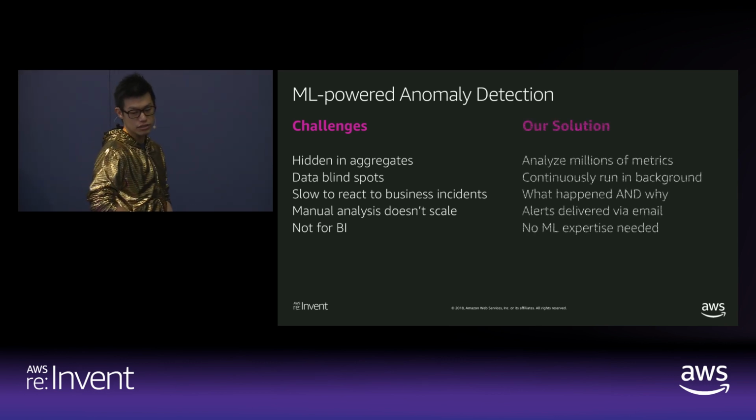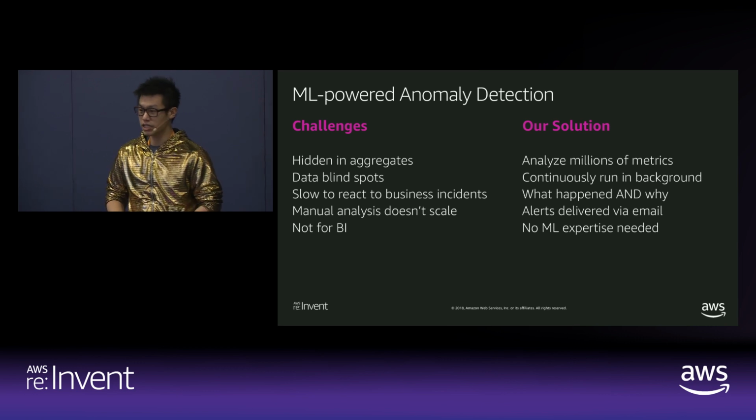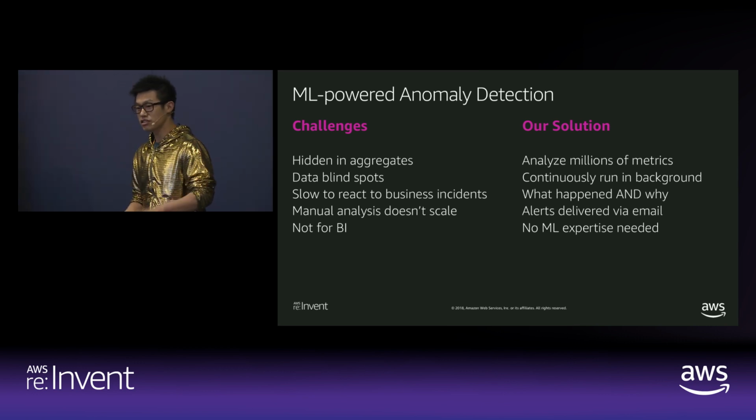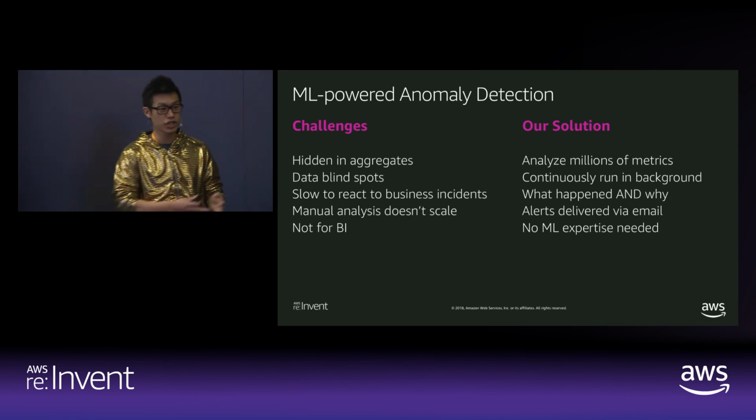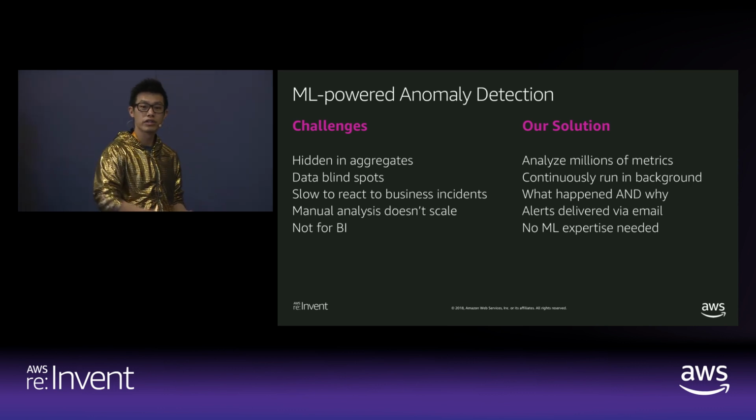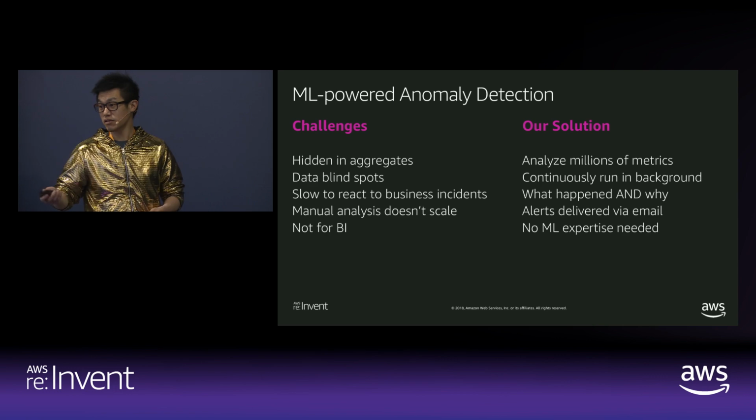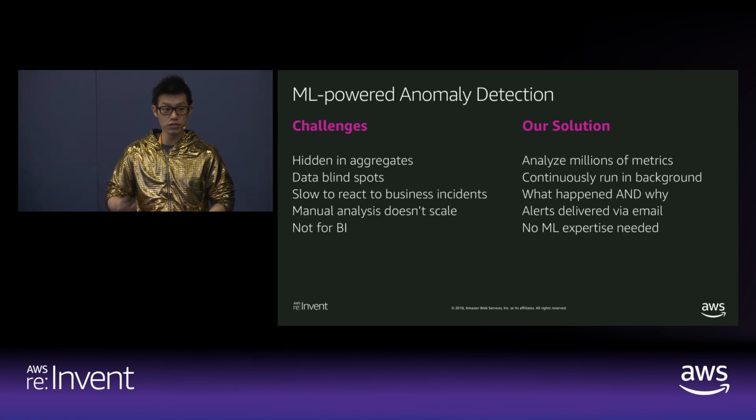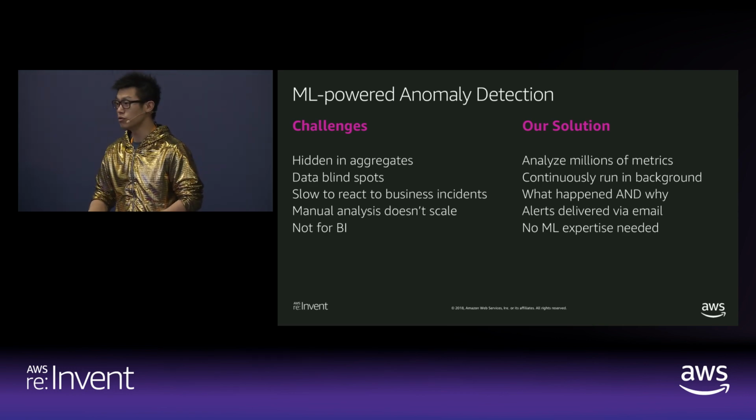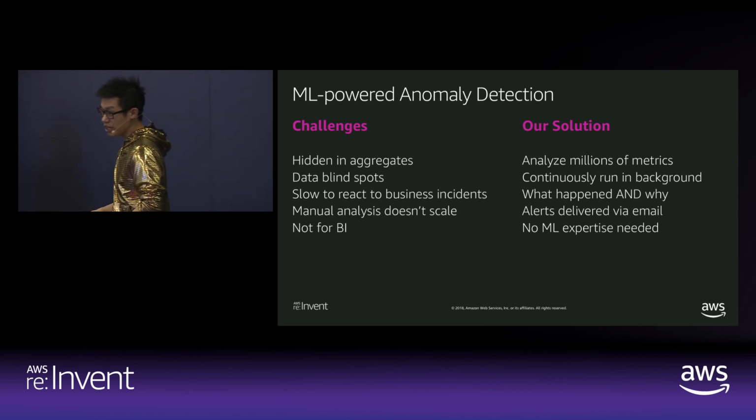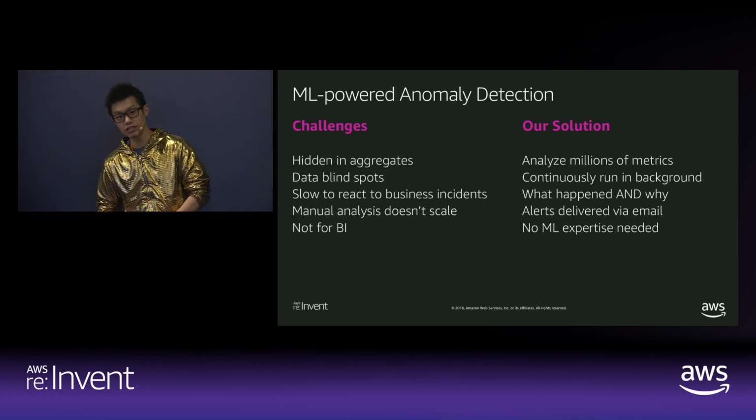So that's what we're trying to solve today with our anomaly detection for BI that allows companies to analyze millions of metrics simultaneously. We'll continuously run it in the background. We'll not just tell you what an anomaly is, what happened, but also do a further deep dive to show you what contributed to that anomaly. You'll get alerts via email saying that there's an anomaly.